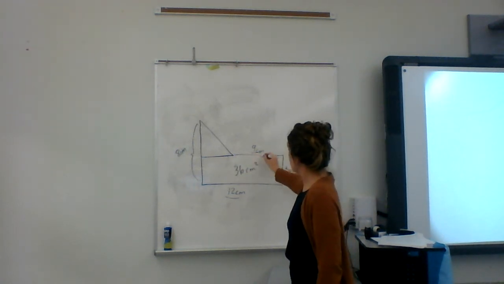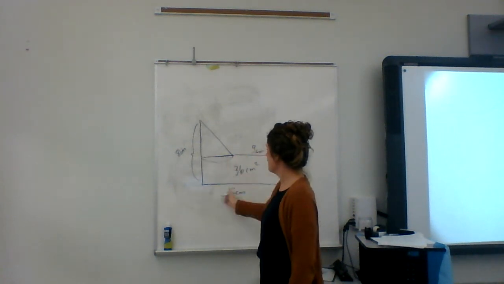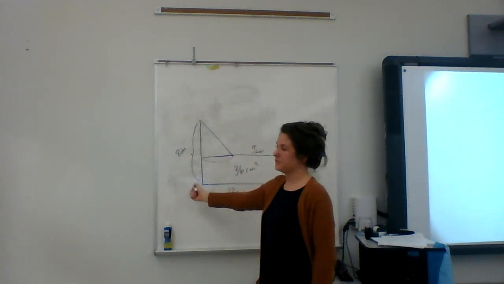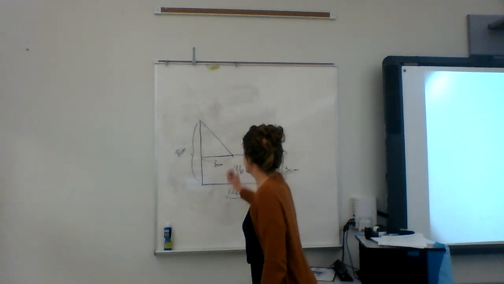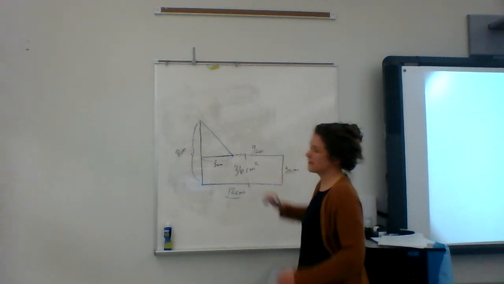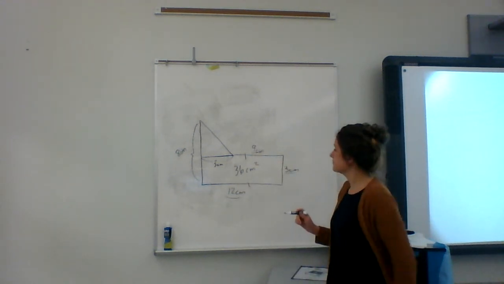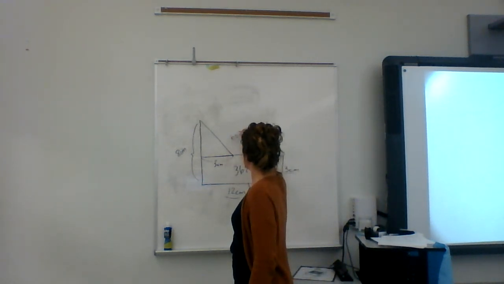So if up to here is 9, how much more would I have to add right here to make the entire length 12? Well, 9 plus 3 equals this length of 12. And I know that this length and this length of my rectangle are the same. So that makes the base of my triangle, and I'm just going to write it, my base is 3 centimeters.